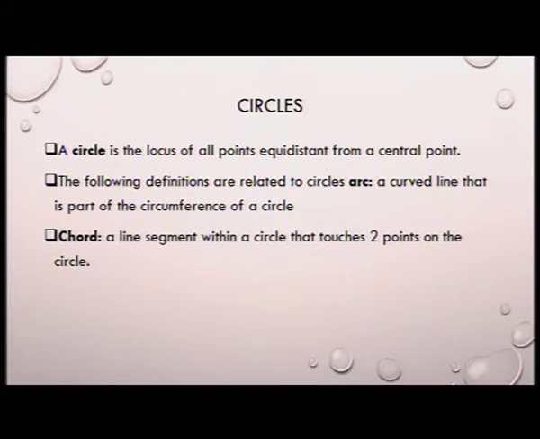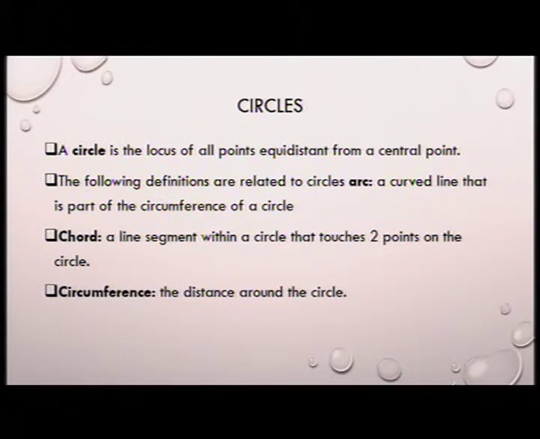So you need to make a difference between an arc and a chord. An arc is a curved line that is part of the circumference of the circle, while the chord is a line segment within a circle that touches 2 points on the circle.